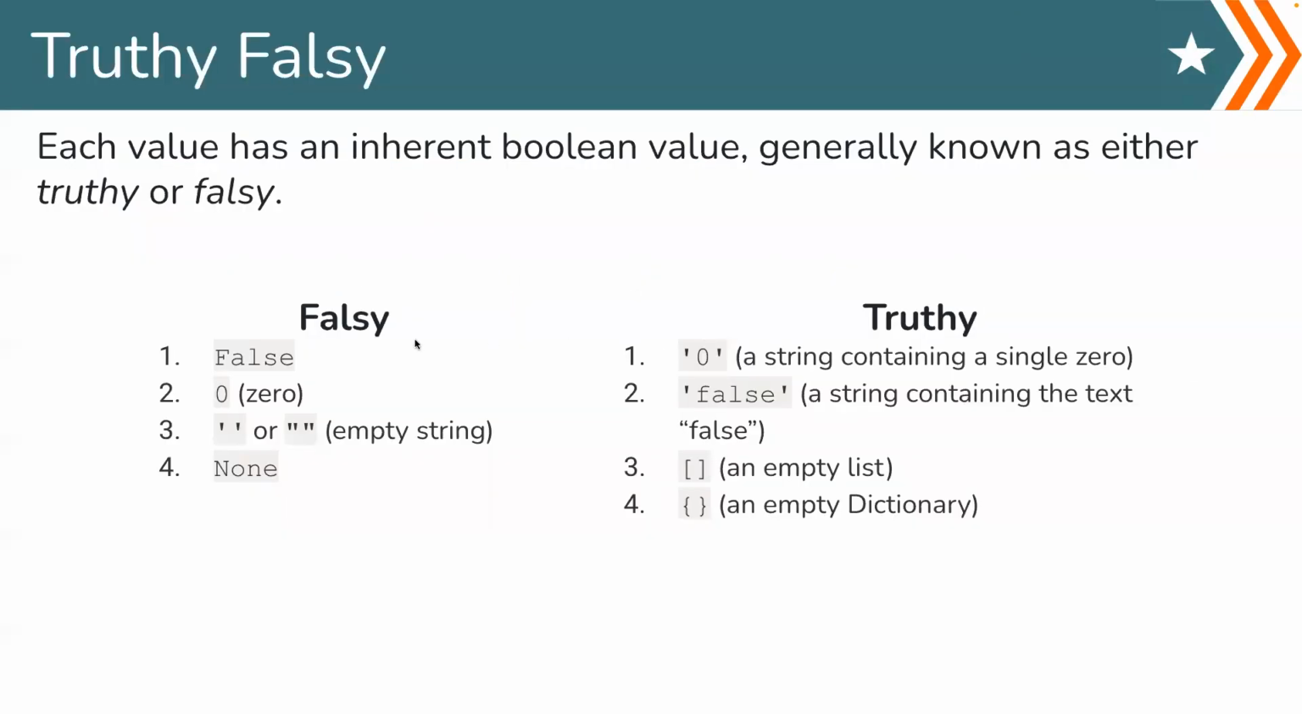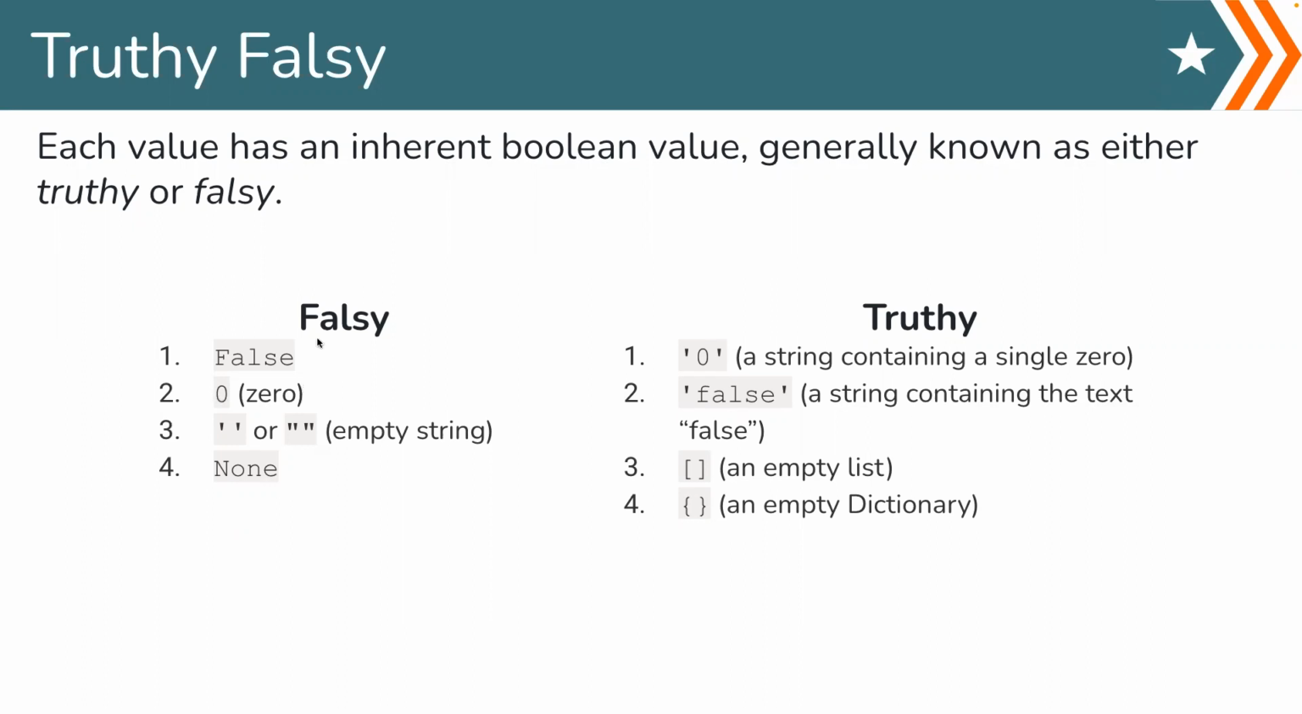So the concept of Truthy and Falsey is just evaluating which data types are considered to be false and which ones are considered to be true. Each value has an inherent Boolean value, generally known as either Truthy or Falsey. Here we see all the Falsey side and the Truthy. False is obviously going to be false, just like true would be Truthy.